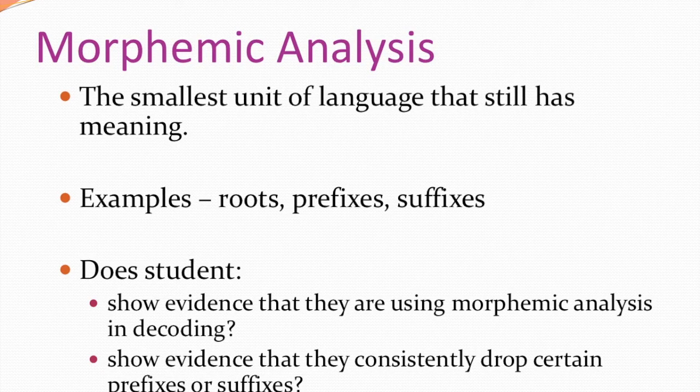For morphemic analysis, you're looking at those miscue analysis charts again. You're looking at those beginnings and the endings and seeing whether or not they are using those in those miscue analysis charts. Are they recognizing those? Are they replacing words but keeping those in there even if they're saying the rest of the word wrong?